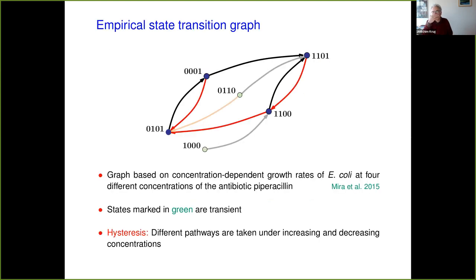Let me just show an example of an empirical state transition graph, based on the empirical data by Mira and collaborators that I showed you in the beginning. This just shows that in principle you have similar phenomena in these systems. In particular, this graph also shows that there is hysteresis: if you increase concentration, you move on a different path than if you decrease concentration.